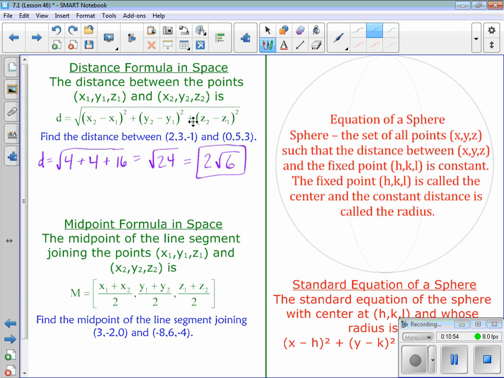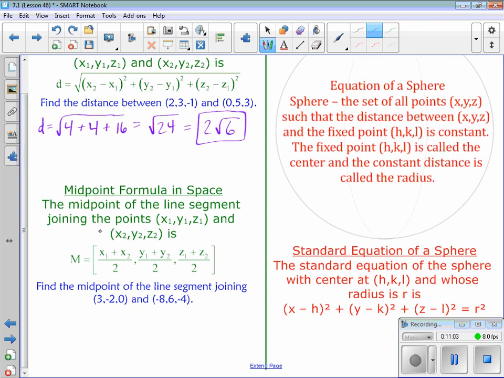And if you have to write it all out, you can, but I just think it's a lot quicker and simpler just to find the changes and square them right away. Okay, midpoint formula. If you remember midpoint formula before, you just averaged your x's, averaged your y's, so all you have to add into the back is averaging your z values.